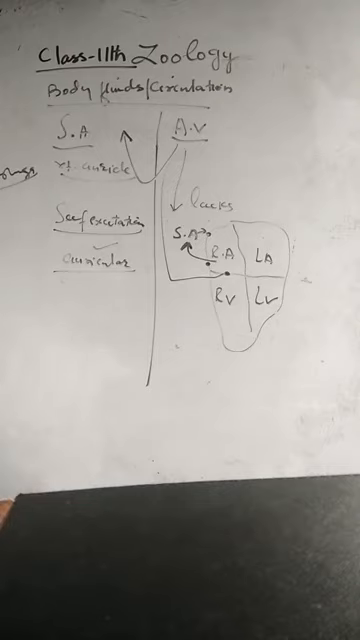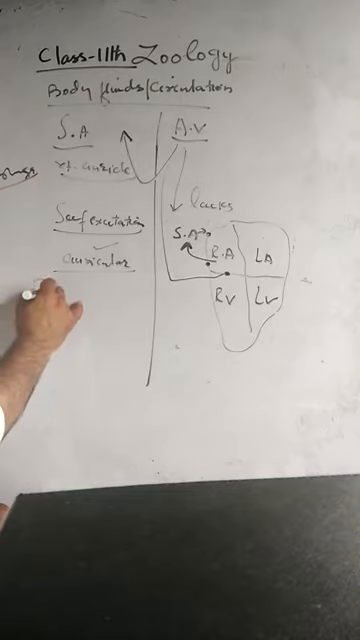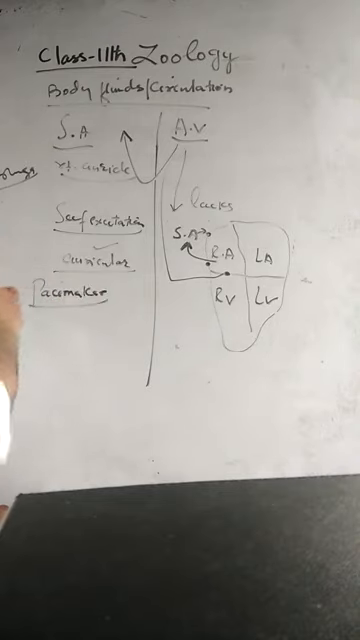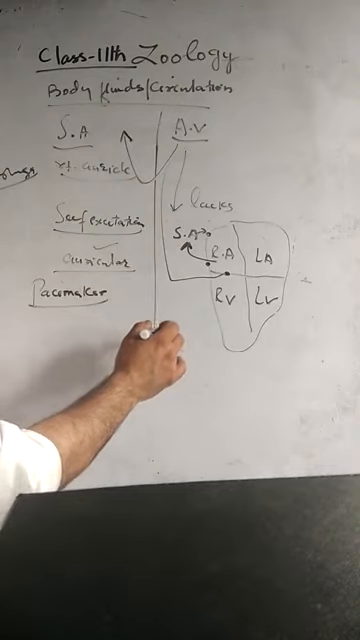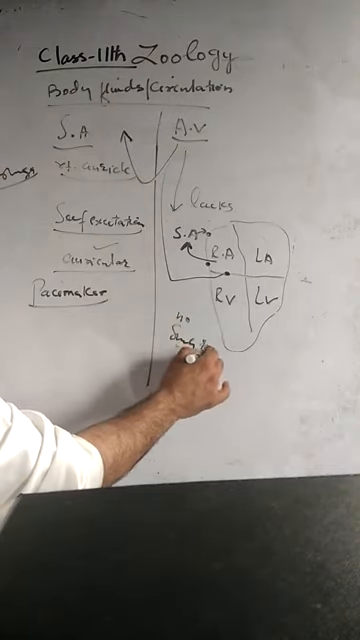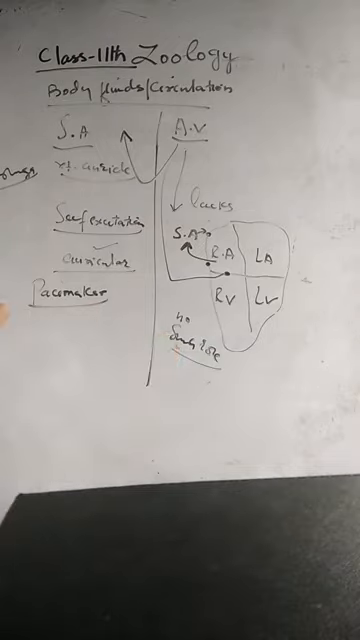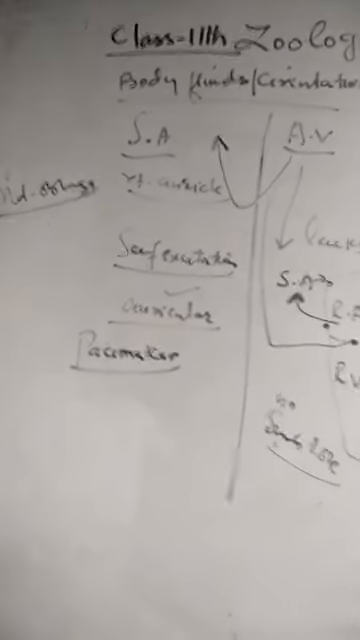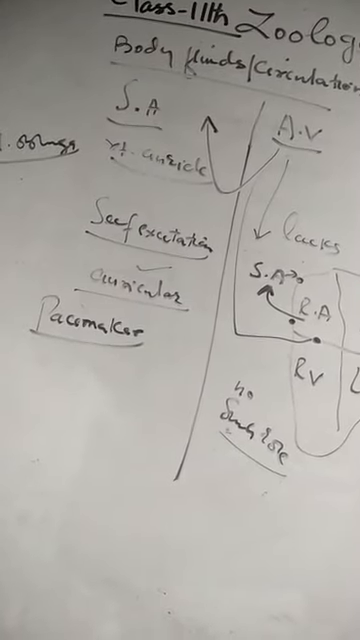One more difference is there. The sinoauricular node acts as a pacemaker. Pacemaker means which regulates the heartbeat or pulse rate. The auriculoventricular node has no such role that it can act as a pacemaker. This is all about the difference between the sinoauricular node and the auriculoventricular node.